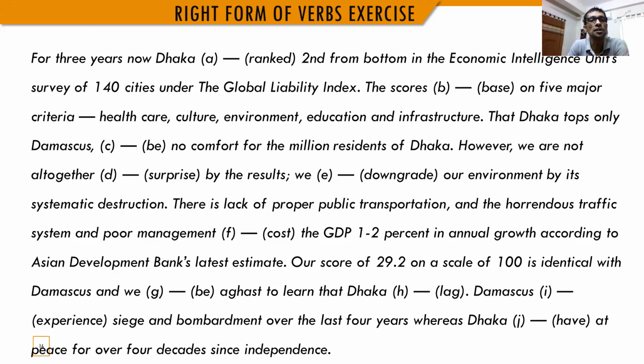For 3 years now, Dhaka ranked second from bottom in the Economic Intelligence Unit survey of 140 cities under the Global Liability Index. The scores based on 5 major criteria: health care, culture, environment, education, and infrastructure. The Dhaka tops only Damascus, no comfort for the million residents of Dhaka. However, we are not altogether surprised by the results.